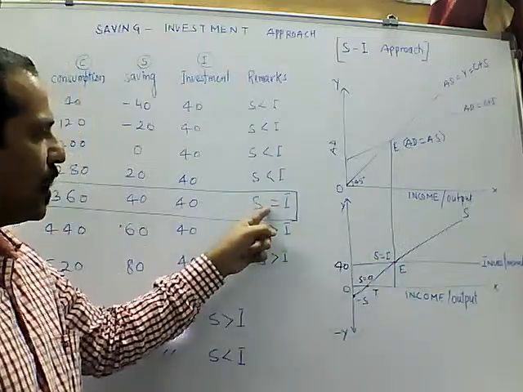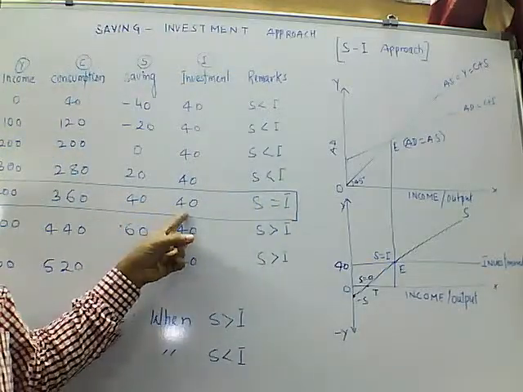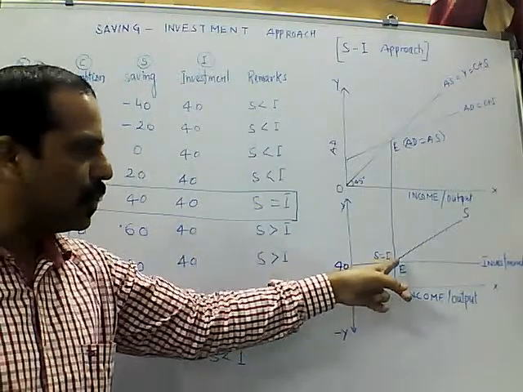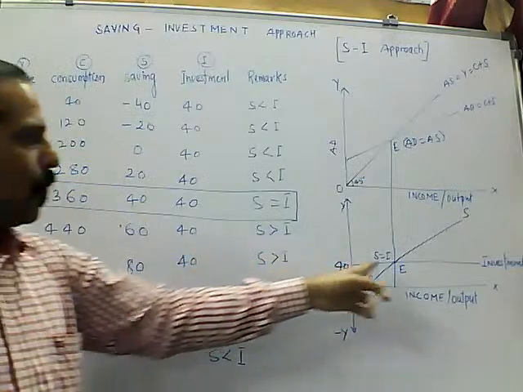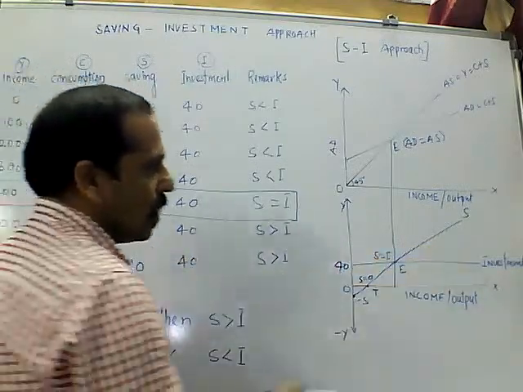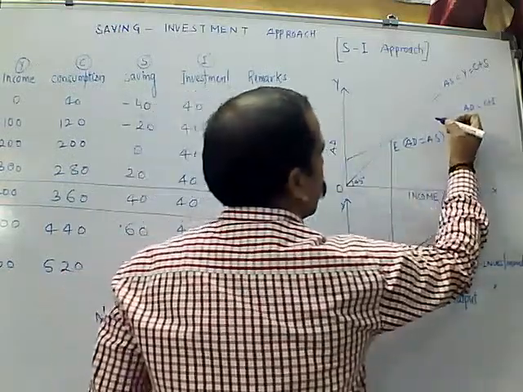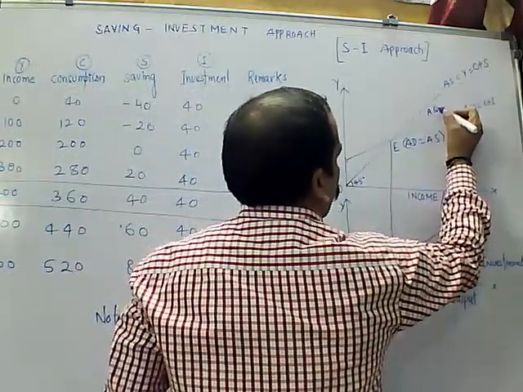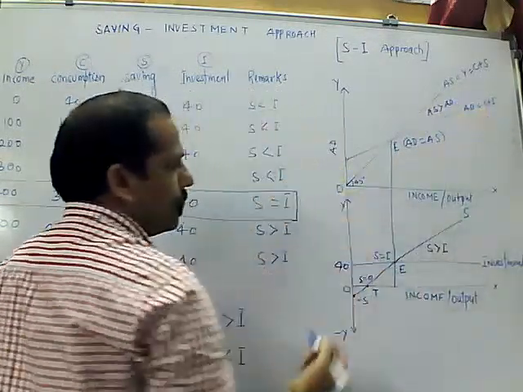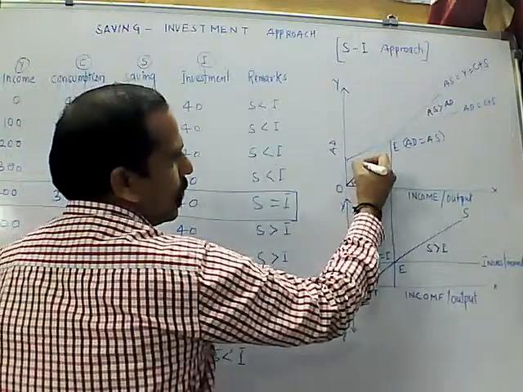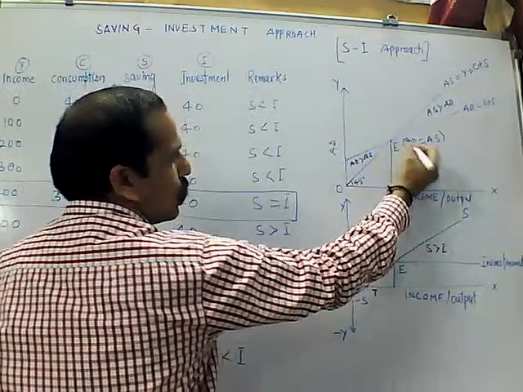At point E, saving is equal to investment. Saving 40, investment is also 40. So at this point, both are equal. Beyond this point E, savings are greater than investment. Here, aggregate supply is more than aggregate demand. And before this point, aggregate demand is greater than aggregate supply. At this point, both are equal.